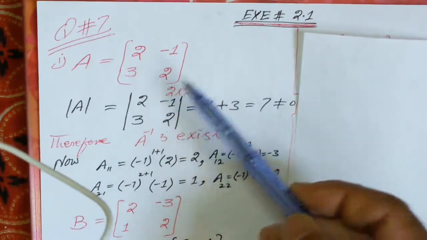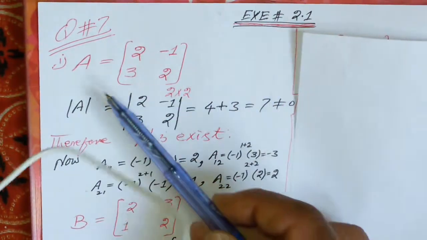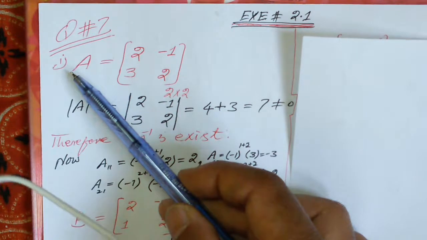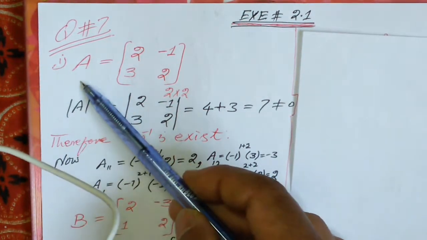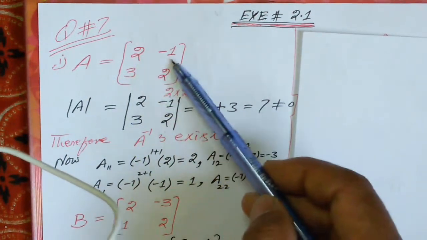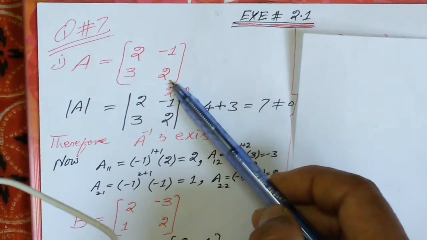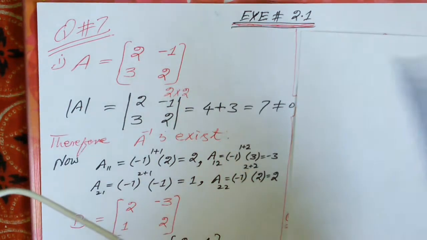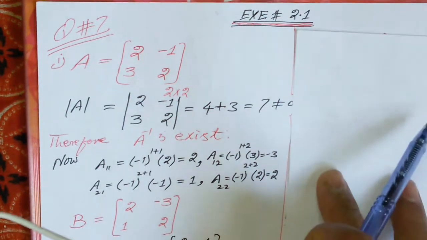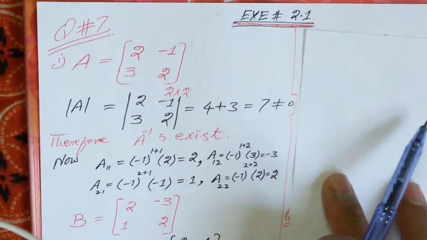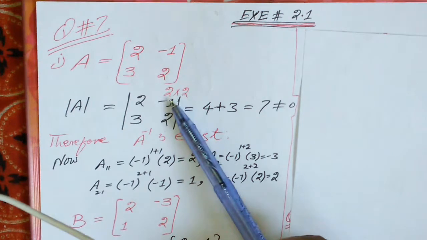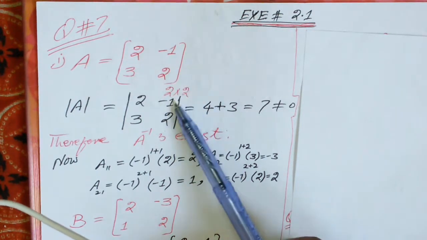Number 7, exercise 2.1. The first part of this question is: A is a matrix having elements 2, -1, 3 and 2, and we have to calculate the inverse of the matrix A. For the inverse of a matrix, the first condition is that the matrix must be a square matrix. The order of this matrix is 2 cross 2, so matrix A is a square matrix.